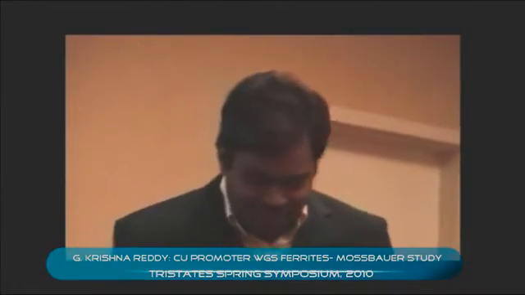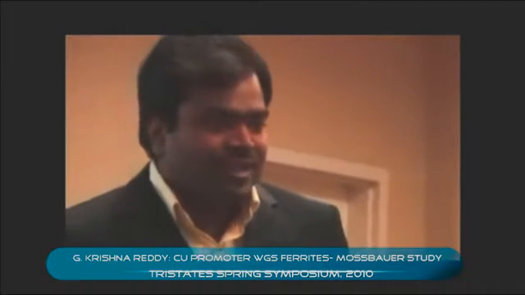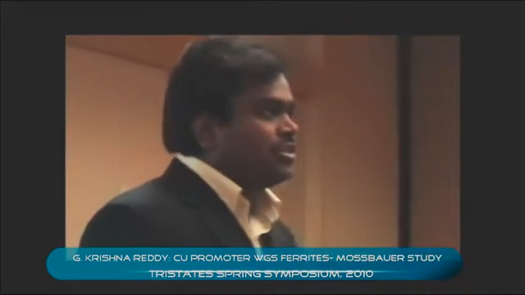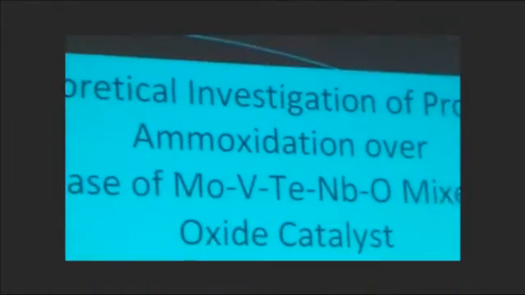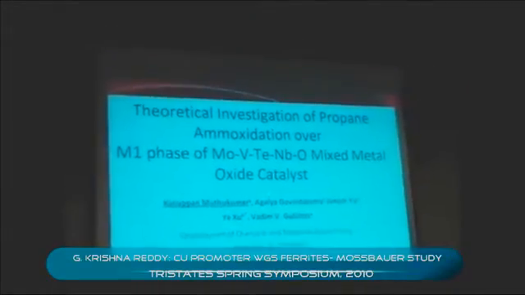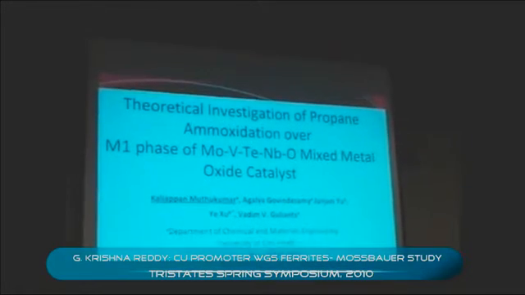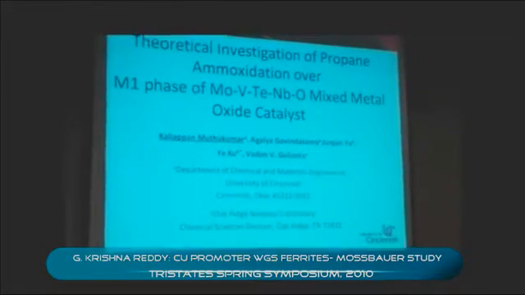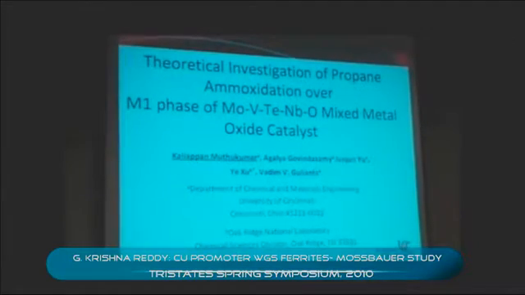So, good morning, everybody. I'm going to talk about the theoretical investigation of propane ammoxidation reaction on the surface of molybdenum, vanadium, tellurium, niobium oxide catalyst. Since the name is too long, I'm going to call this catalyst just a catalyst. So whenever I call this a catalyst, you can say that I'm referring to this catalyst. This work is done at the Department of Chemical and Materials Engineering at University of Cincinnati in collaboration with Dr. Ye at the Oak Ridge National Laboratory in Tennessee.